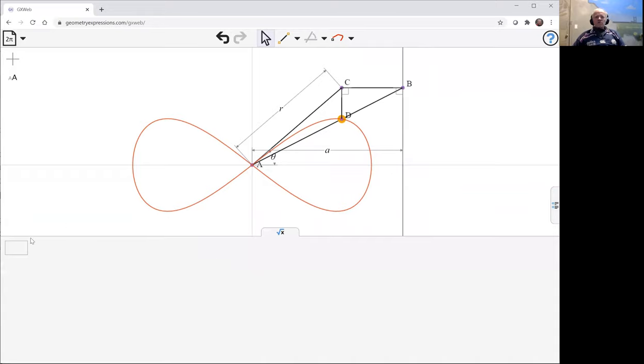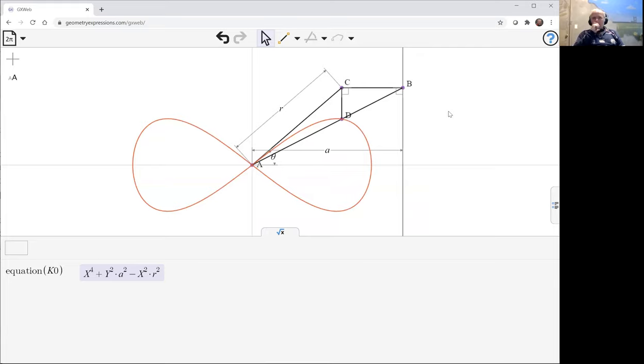Let's have a look at this equation. Select it and get its name, that's K naught. And there we see its equation.